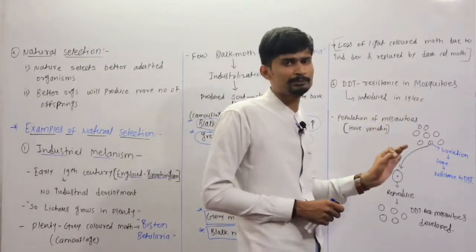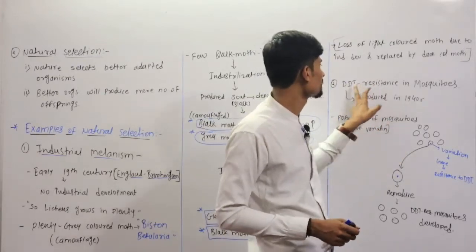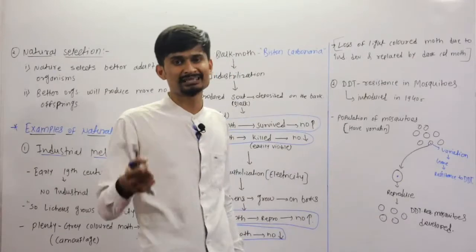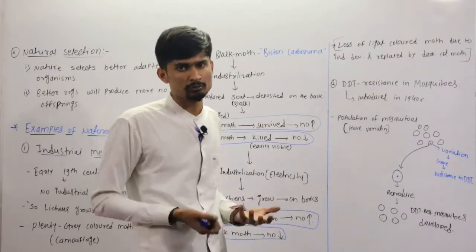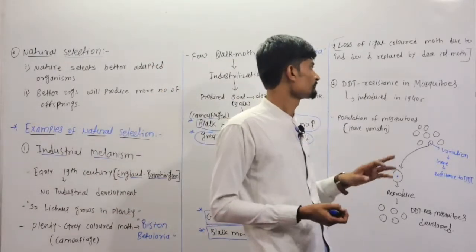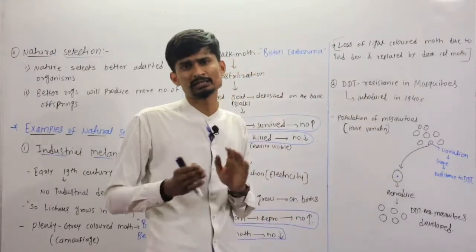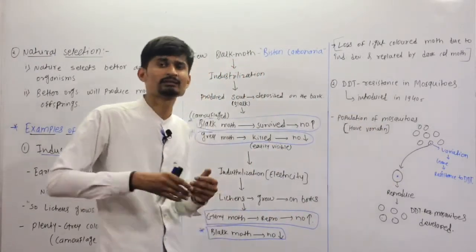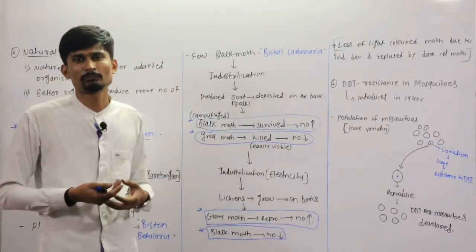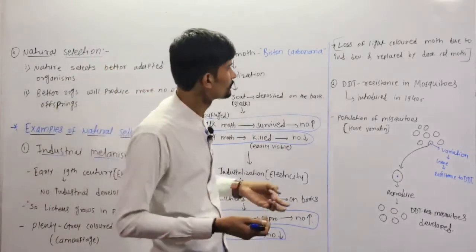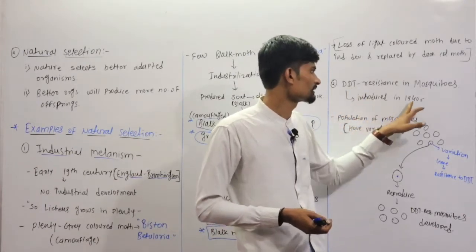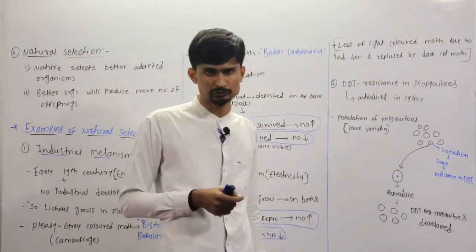Now the second example is the DDT resistance in mosquitoes. Okay. DDT is a chemical which is used to kill mosquitoes or insects, because in the 1940s there was a great increase in the number of mosquitoes. Okay. So scientists developed a DDT chemical which was introduced in the 1940s to kill the mosquitoes.